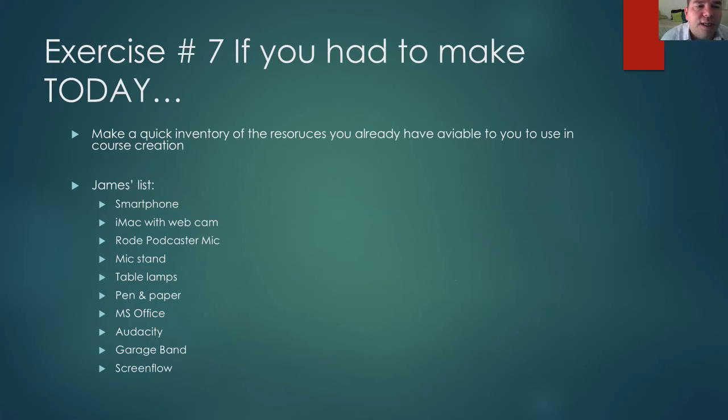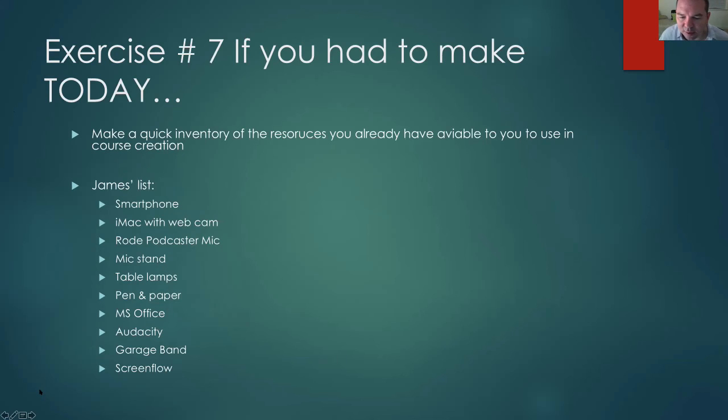So exercise number 7, this will be the final exercise, I believe. What I'd like you to do is just think for a moment, if you had to create a course today, what resources and tools do you already own or have access to that you could use to create that course? So I jotted down a few here. In my case, if I were making a course today, which I am, I have my smartphone, I have my iMac with the webcam, I have this Rode podcasting mic with a stand, and these other tools that I jotted down here, paper, pencils, pens.